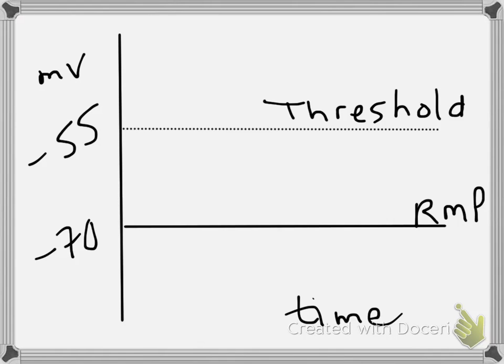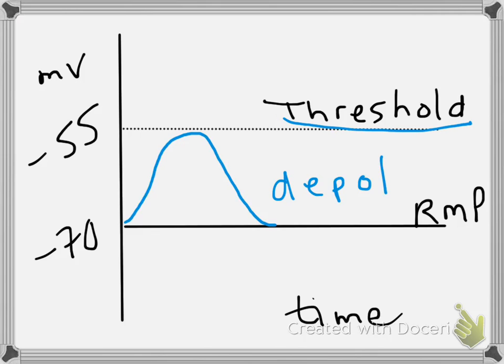If the graded response is a depolarization, this is potentially bringing the cell to threshold, in which case an action potential could potentially be generated in the axon hillock. It is potentially exciting the cell. So this type of response is excitatory.